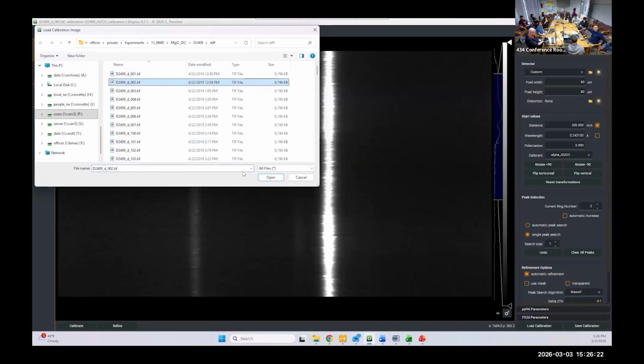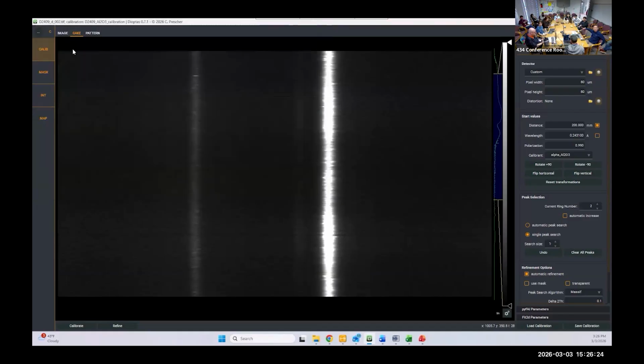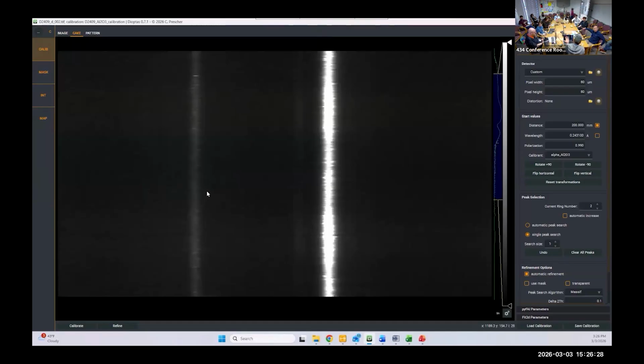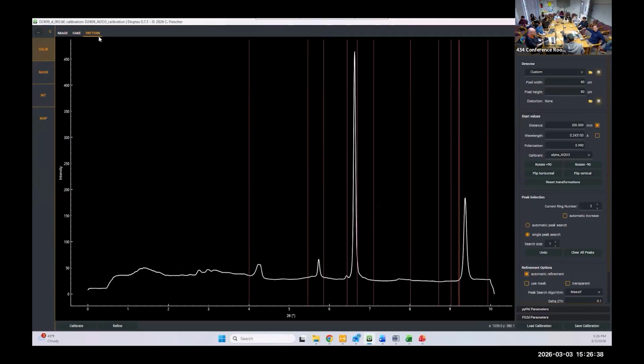I loaded number 2, and it showed up in the image, but it didn't show up in the cake. But anyways, if I hit calibrate, it would automatically go to the cake and show the lines, and you'll have to just believe me that they were straight. So after dinner, when we load the cell, we'll do that. And then you look at the pattern.